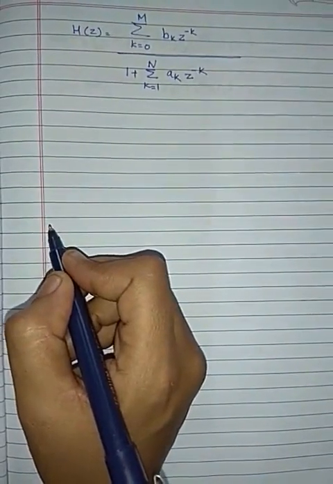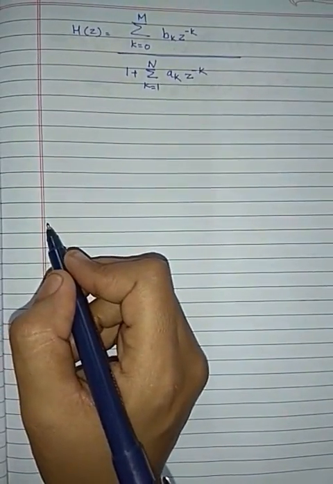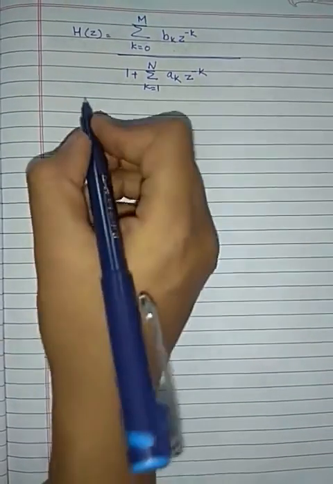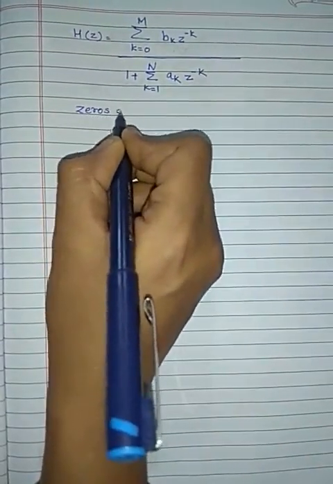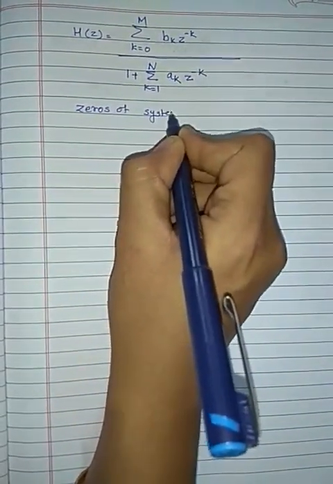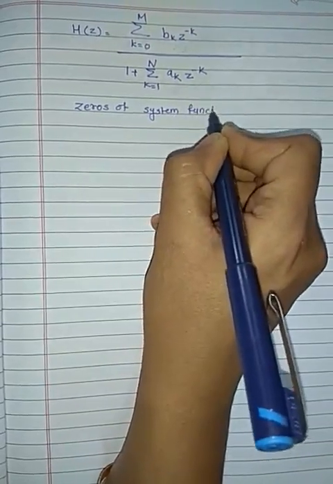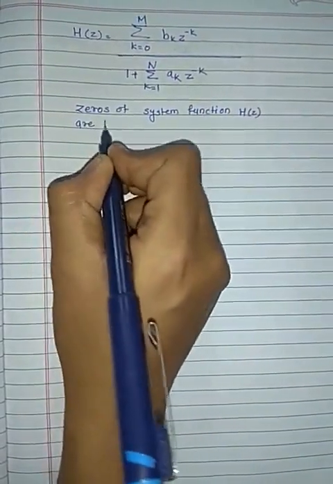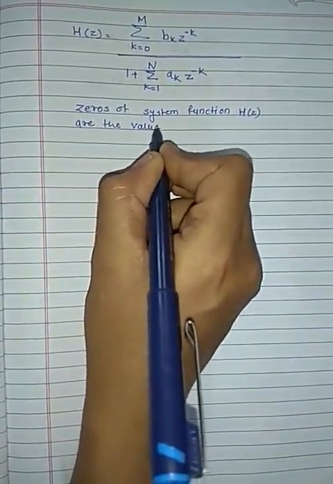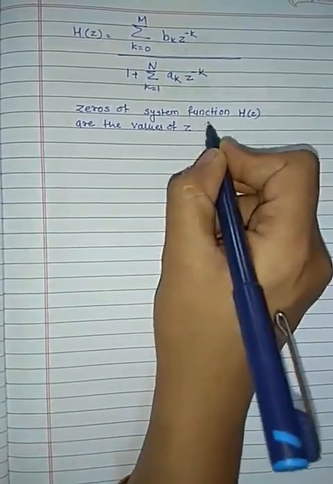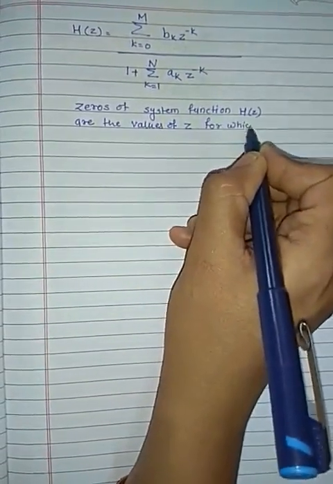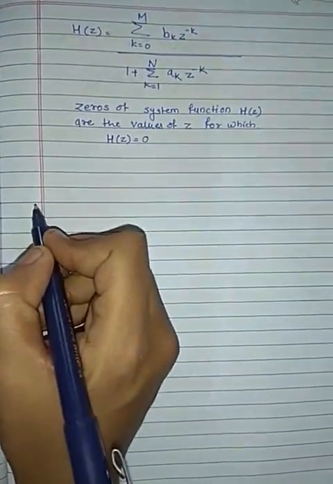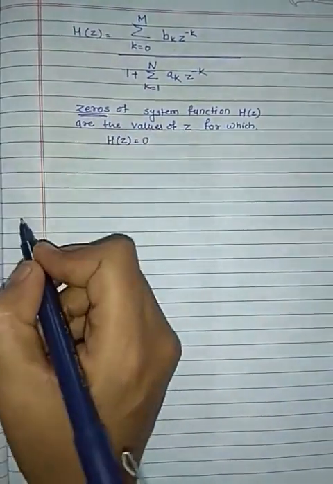Okay, the zeros of the system function H(z) are the values of z for which H(z) becomes equal to 0. So this is nothing but the zeros of the system function.